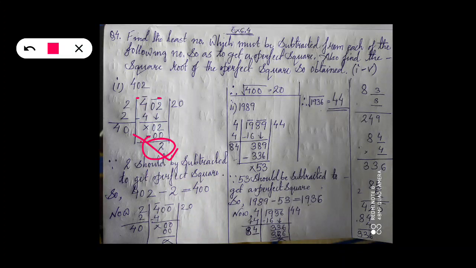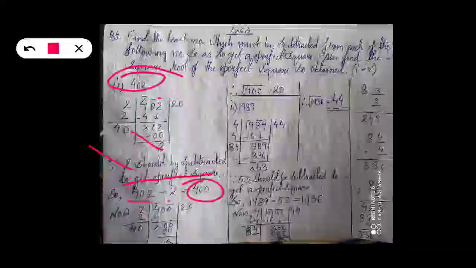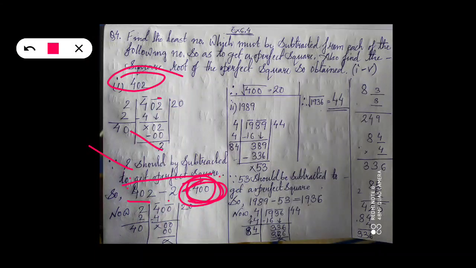Whatever is the remainder, my dears, I am again telling you, whatever will come as a remainder, that should be subtracted. One answer is that one. Like here 2 is the remainder, so 2 should be subtracted. From which number? From 402. So 2 should be subtracted to get a perfect square. So let us subtract. 402 minus 2 will give you 400. Now you have to find the square root of this number.